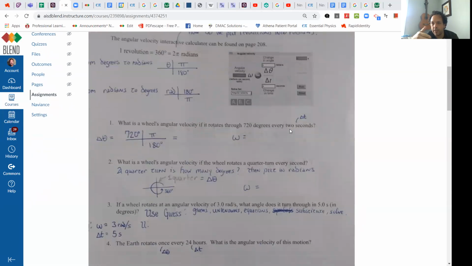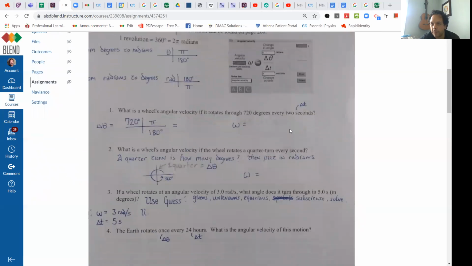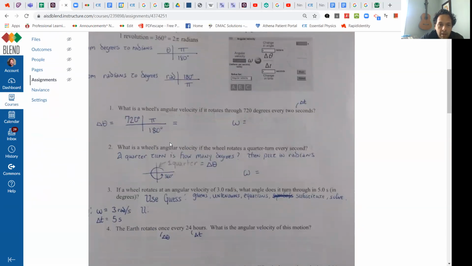I'm going to put this video up when we're done with the Zoom, so it'll be up after this class. What is a wheel's angular velocity if the wheel rotates a quarter turn every second? One full turn is 360 degrees, so a quarter is 1/4. How many degrees is a fourth of 360? Then you have to put it in radians. So get your degrees and then put it in radians. Then it's the same as the last one: the change in angle in radians divided by how much time.